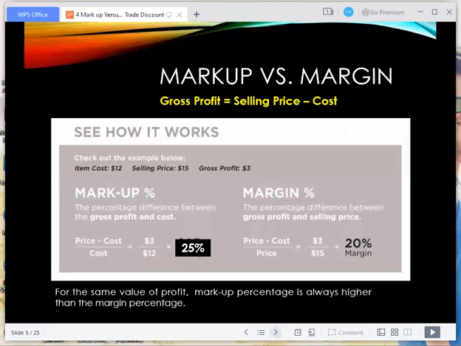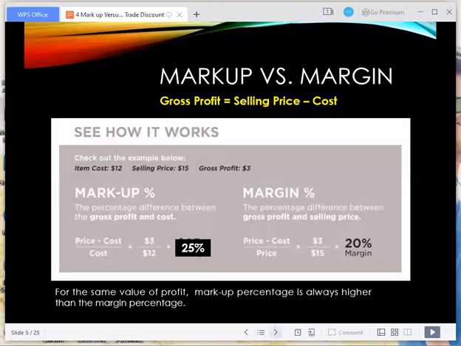To solve for the markup percentage, you need to divide the gross profit by the cost. So take note that the cost is 12. So we have here the gross profit is $3 over the cost of $12. So you get 0.25 or 25%. For the margin, you divide the gross profit by the selling price. So the gross profit is $3, the selling price is 15. So 3 divided by 15, you'll get 20%.